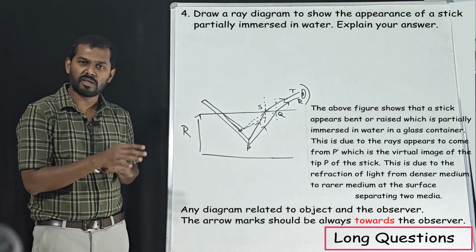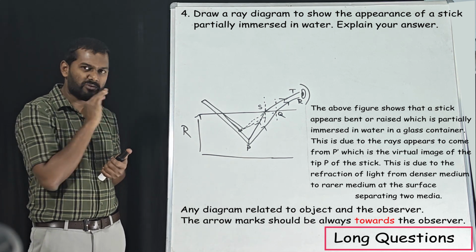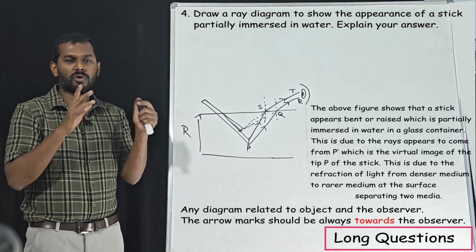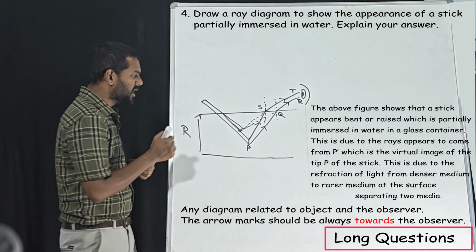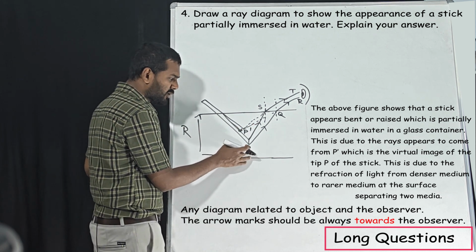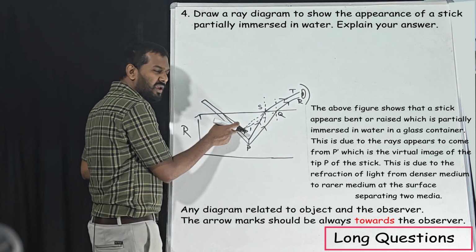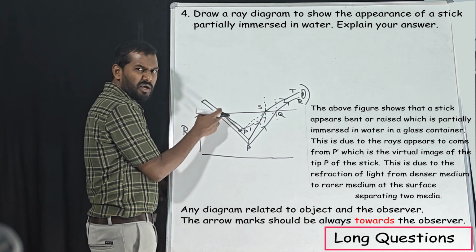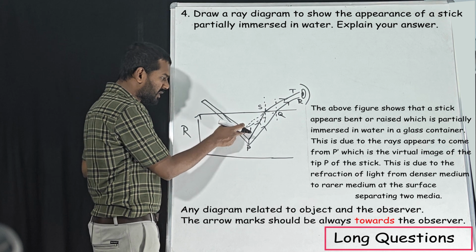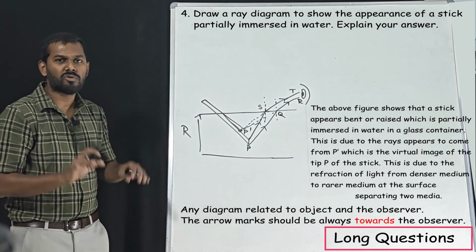Explanation is given here exactly like the previous question, so you can write your explanation in your own words, but using the points. See, this point is considered as P dash. Whatever the P goes, it appears to be present here, bent, whatever the point we are using here, the same point P dash we have to use.